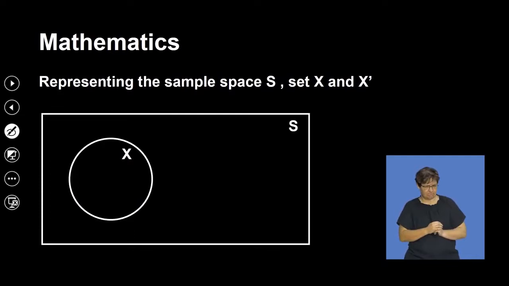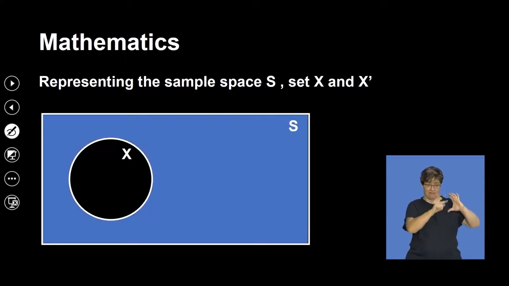So in this case, we've got the sample space with X on it, the Venn diagram of X. Now look what happens. All the blue represent the elements that are not in X. They make up the complement of X. So everything in blue belongs to the set that is the complement of X.